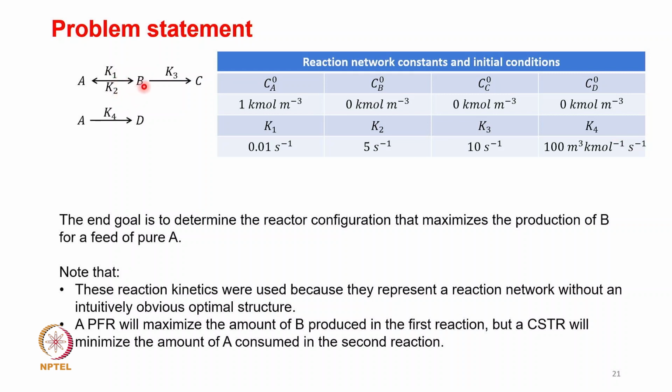One is of course a reversible reaction, the other two are forward reactions. So, given this condition, can you develop a reactor network, is what we are going to look into. The end goal is to determine the reactor configuration that maximizes the production of B, for a pure A. You are given a pure A, and A is also doing a side reaction making D, and B is also going to C, but we are interested in maximizing B. Let us see what are the key steps that we need to look into.